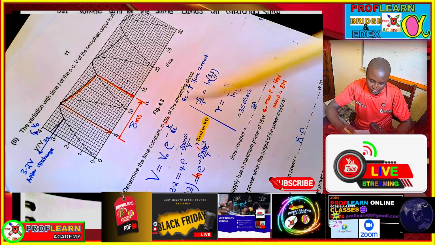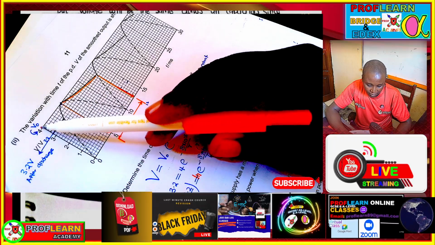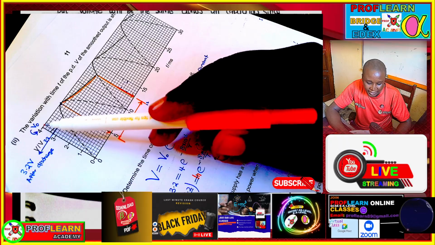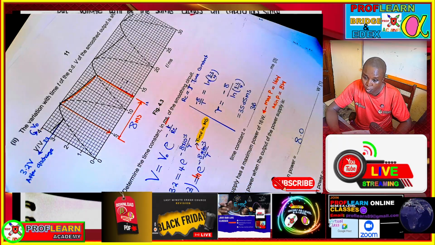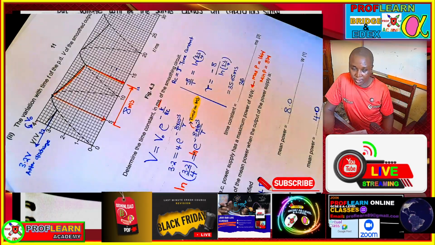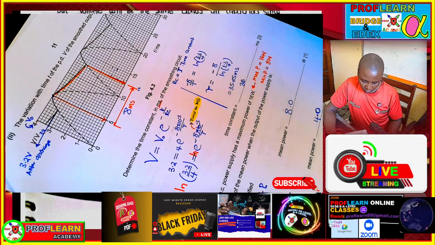Yeah, so you can see now it's discharging to 3.2, and it's falling. The PD is decaying from 4 volts to 3.2. So we can use this in order to work out the time constant.